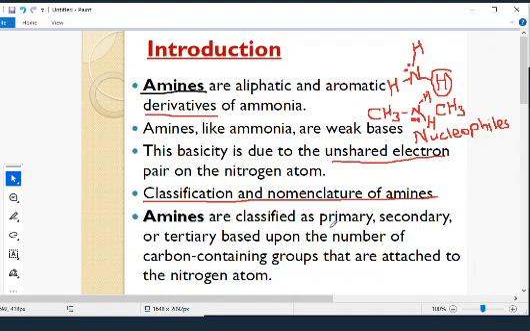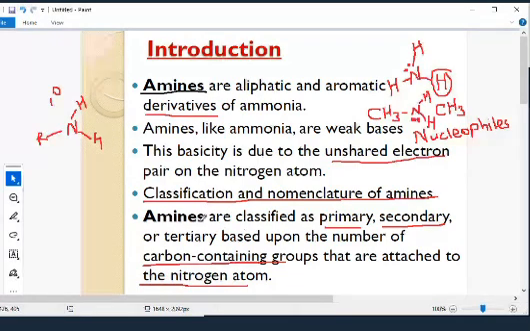So amines are classified as either primary, secondary, or tertiary based on the number of carbon containing groups that are attached to the nitrogen. If we are talking about primary, that means it is only one. So we have an alkyl group. That is 1 degree, what we call the primary.